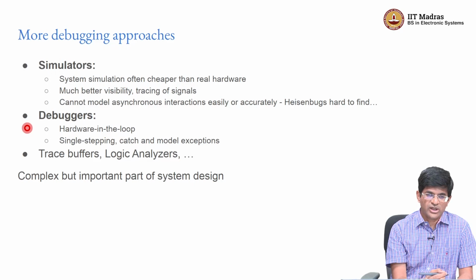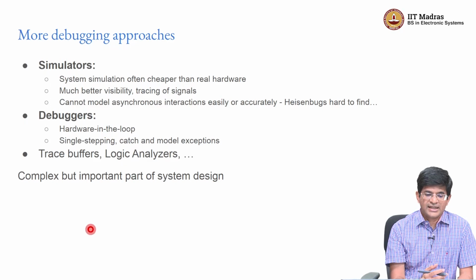The problem with simulators is they cannot model asynchronous interactions easily. There are ways of doing it, or accurately. So for example, if there are timing related errors happening in your program, it becomes very difficult to catch them through simulators, because simulators have predictable and repeatable behavior which may not be exactly what you want in order to catch the bug.